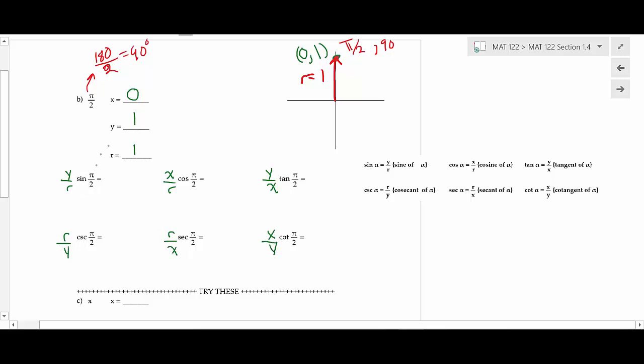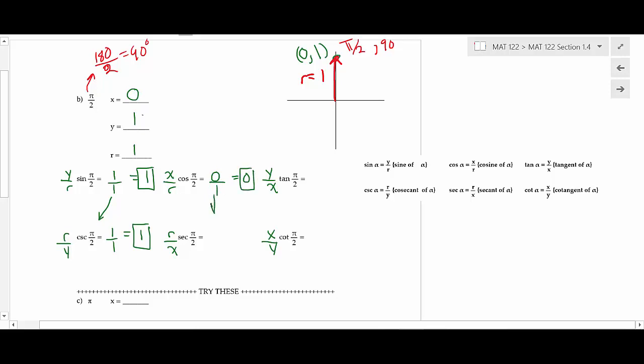So if the sine's y over r, then it's 1 over 1. So the sine is 1. Sine of pi over 2 is 1. Cosecant's the reciprocal of the sine, so it would be the same. So there's your 2 ones. Sine and cosecant are both 1. Okay, move to the cosine. The cosine's x over r, so that would be 0 over 1. So that would be equal to 0.